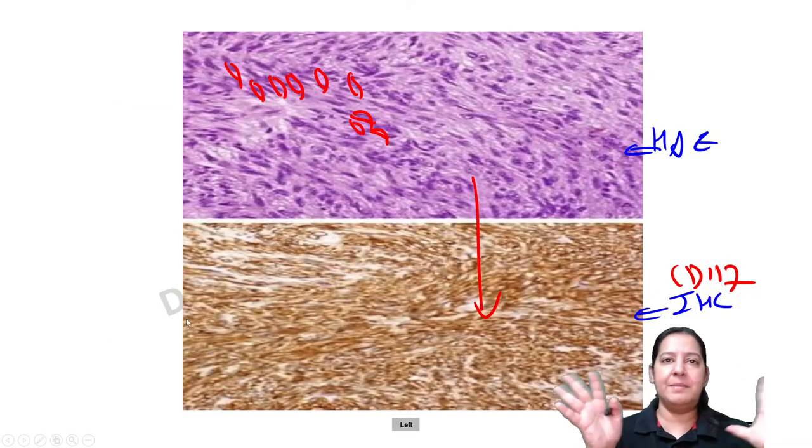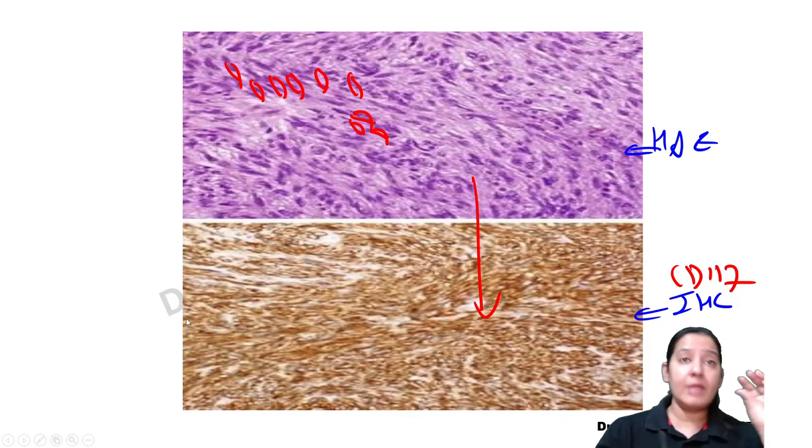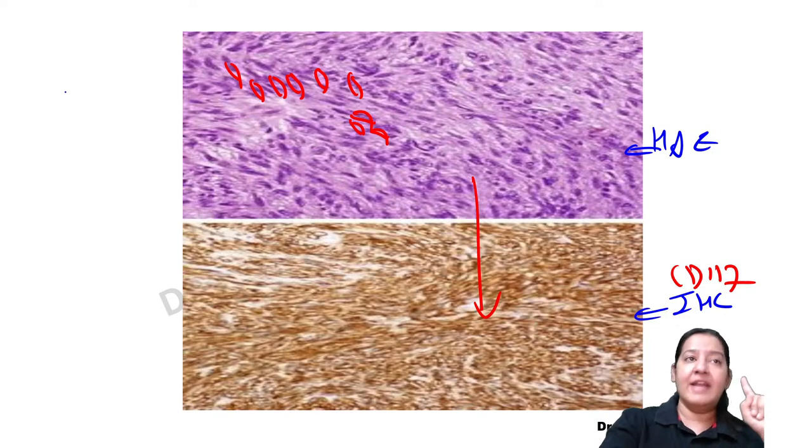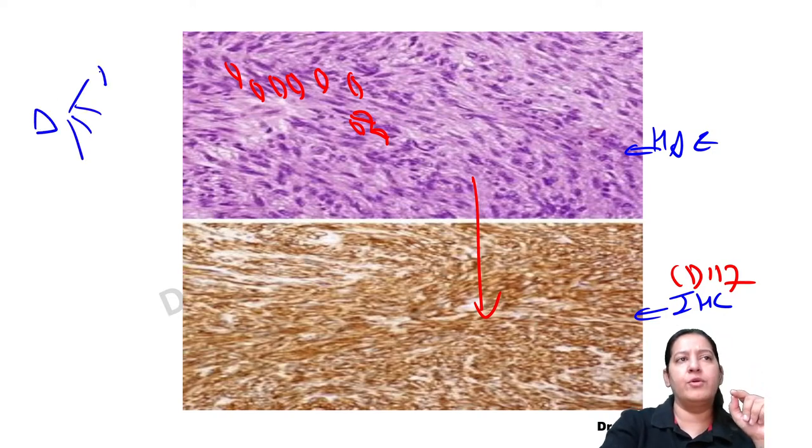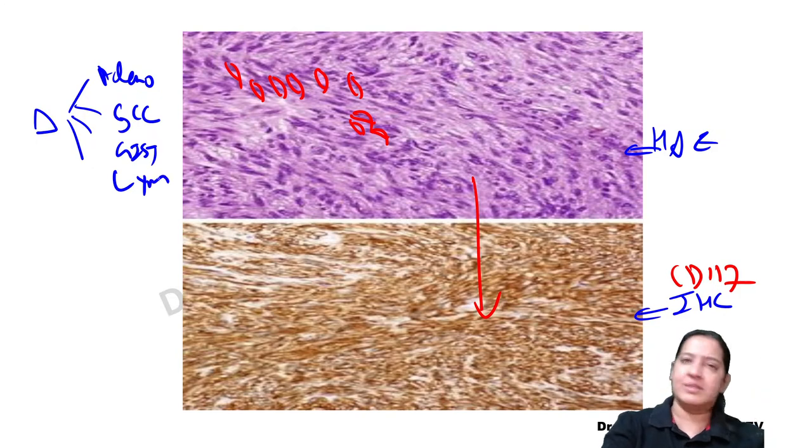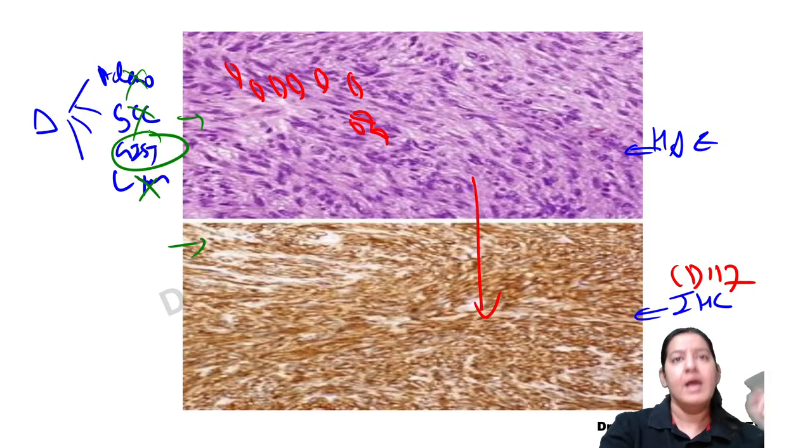Now imagine this image is coming in your exam and the examiner is asking, identify the tumor. The first question: tell me the diagnosis. The four options are in front of you. Is it adenocarcinoma? Is it squamous cell carcinoma? Is it a GIST? Is it a lymphoma? It is the easiest question. Looking at the image, you can easily identify it is not adeno, not squamous, not lymphoma. It is GIST.